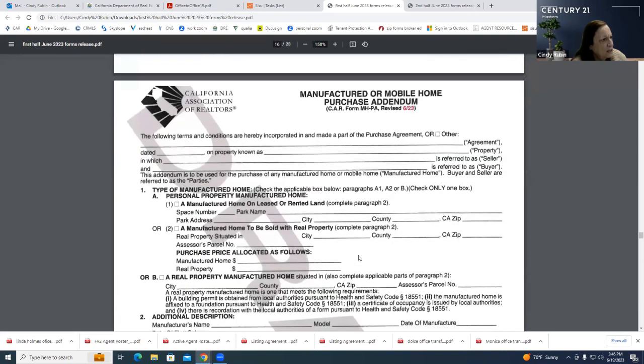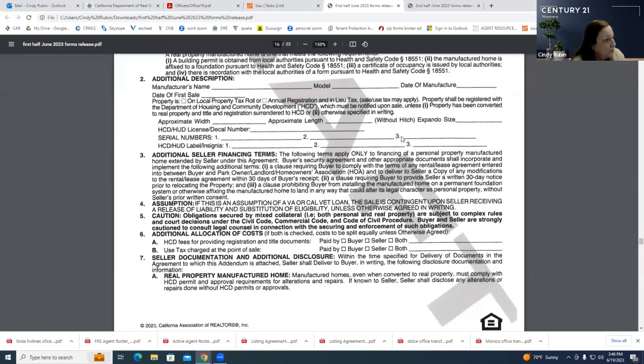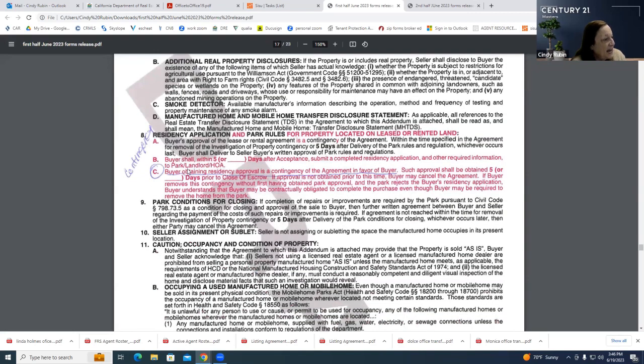Okay, moving along. Manufactured or mobile home purchase addendum, not the purchase agreement, just the addendum. Let's see what they did. Okay, down here. I'm not really familiar with this or with mobile homes that much, but I think this is new and I can't believe it wasn't already existing, but it gives the buyer a contingency to get park approval. So I don't know, did they used to not have contingency for park approval?